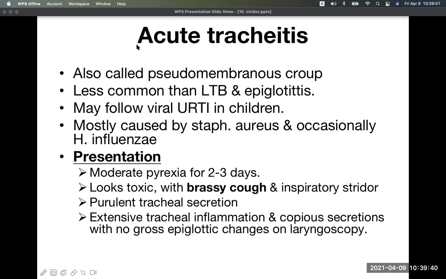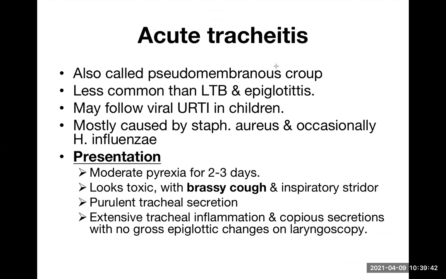Another common cause of stridor in the pediatric age group is acute tracheitis. This tracheitis is also known as pseudomembranous croup. So there is a formation of pseudomembrane. Pseudomembrane is not a true epithelial membrane. Rather, it is formed by the exudation, by the organization of exudate there. It also affects the trachea. That's why the term croup is there and the typical name is given. It is less common than laryngotracheobronchitis or croup and epiglottitis.